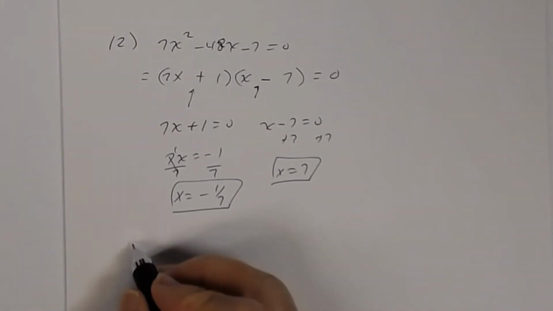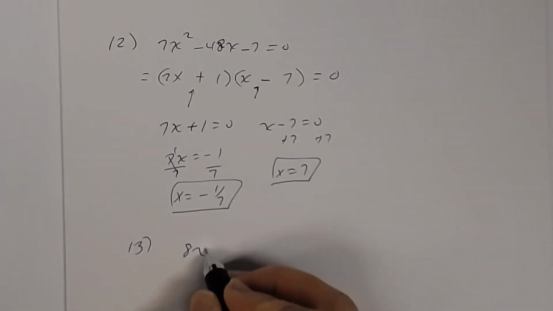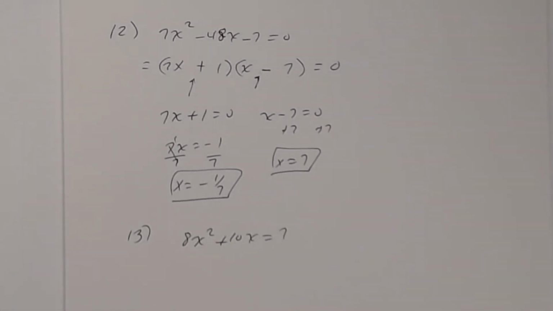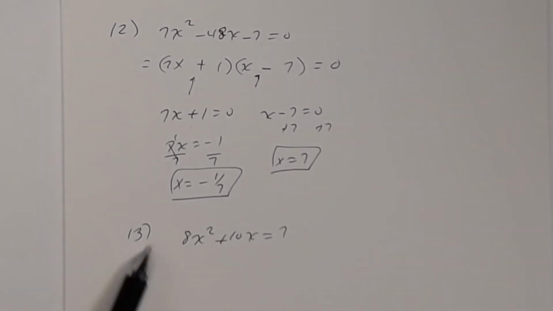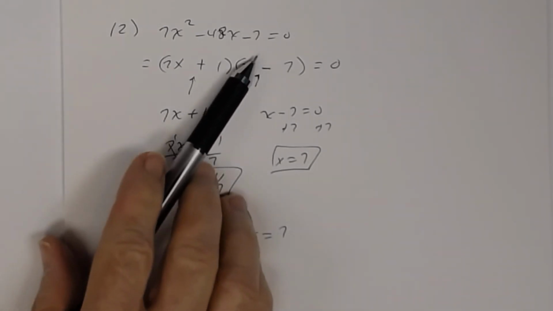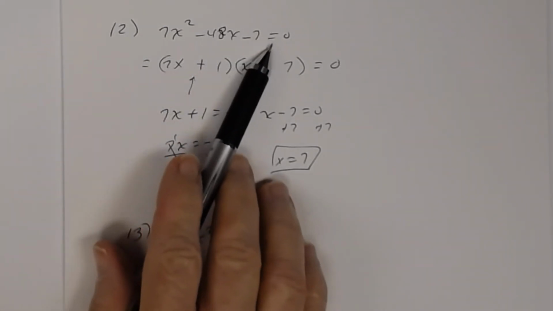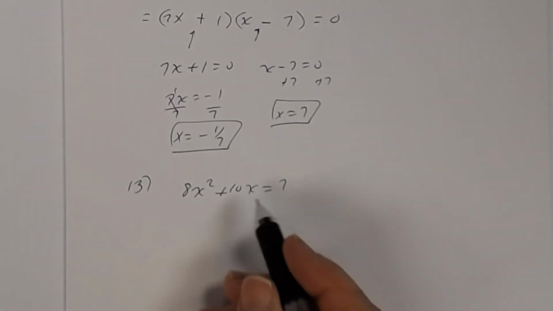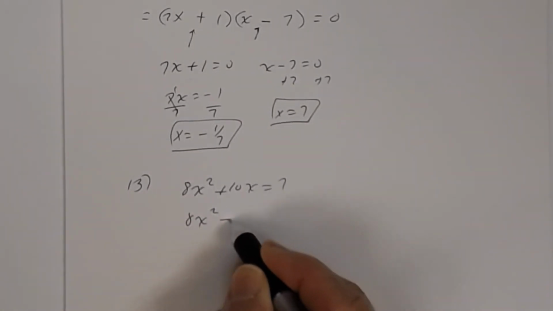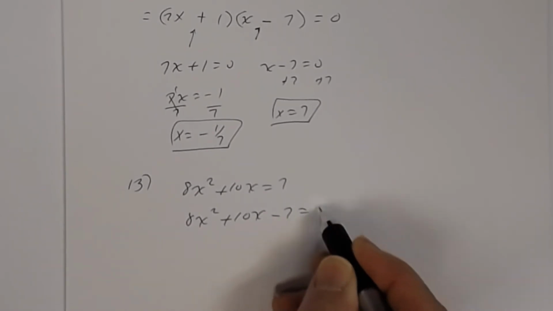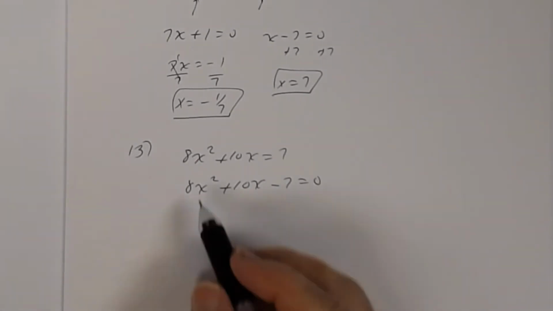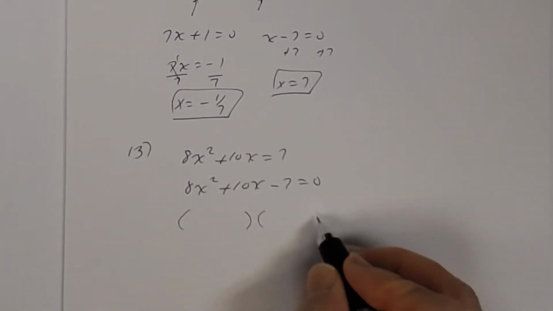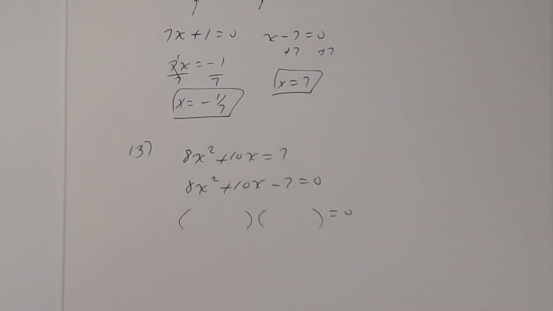Number 13, you have 8x squared plus 10x equals 7. Okay, so the difference between these two is that this was already in that standard form where you had 0 on the other side. This is not. So you had to bring that 7 over first. So I get 8x squared plus 10x minus 7 equals 0. And then the GCF is 1 here, so you go ahead and you factor. Don't forget, you got to say equals 0.